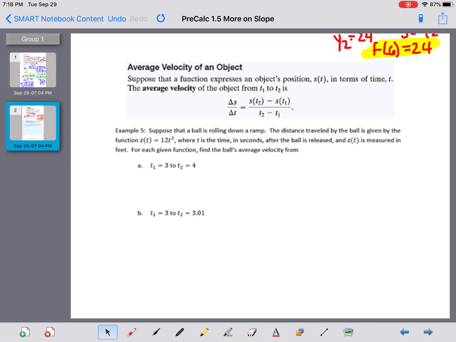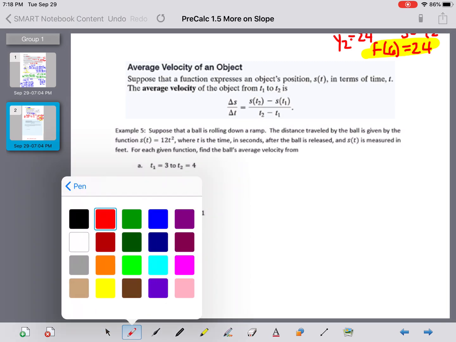Is this any different from above? No, it's just now we're talking about position versus time. Earlier we were talking about the function versus the x, okay? So it's all a matter of just wording it differently. The process and the thought behind it is all the same.